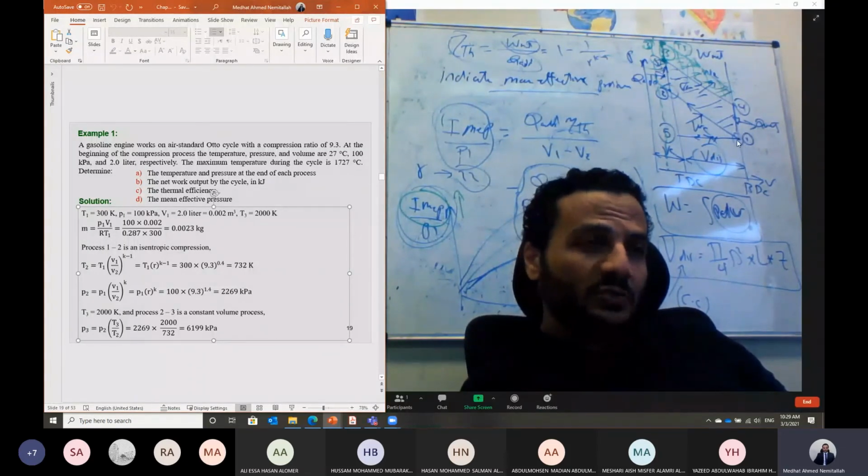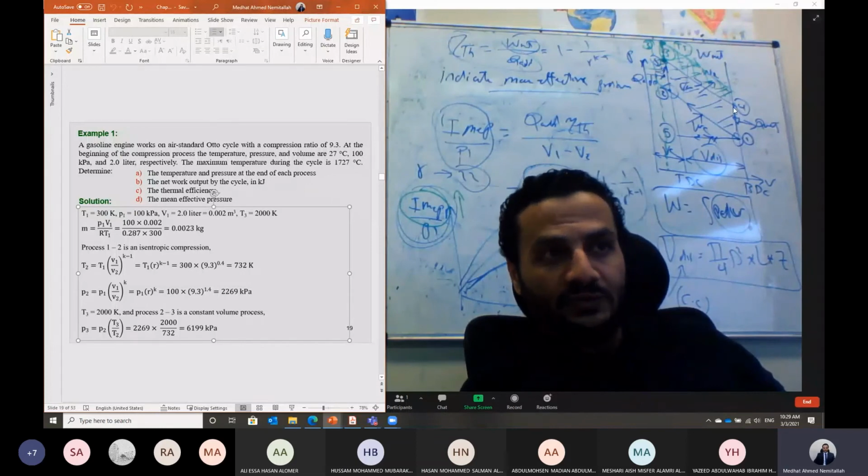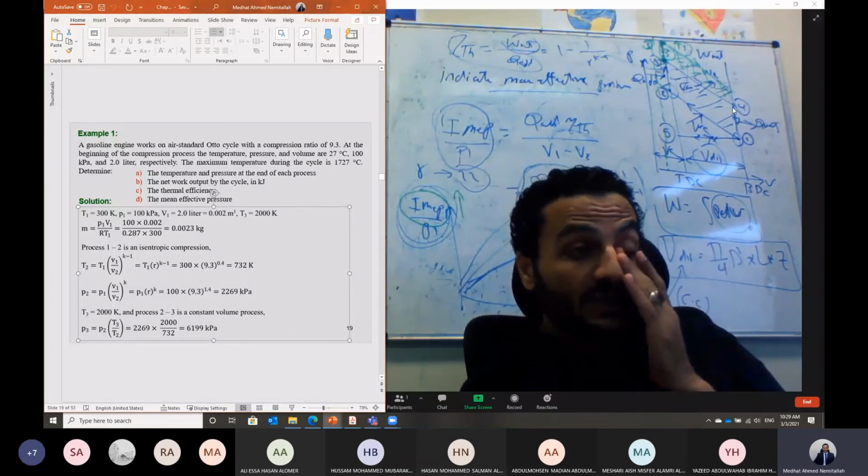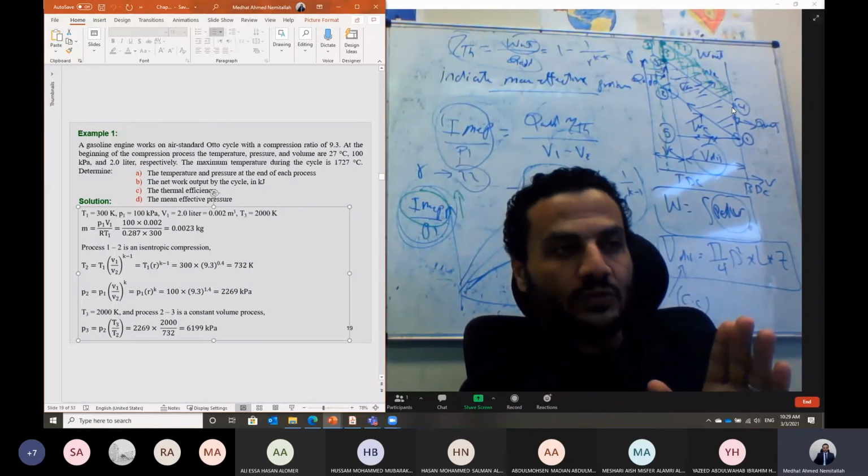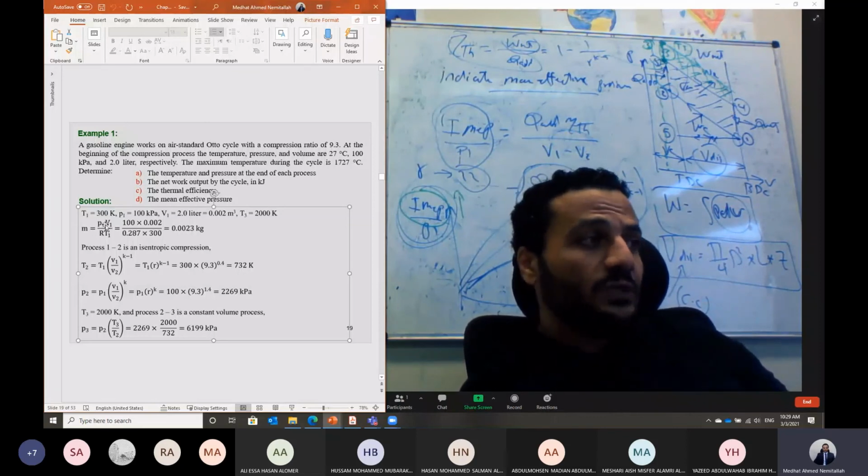The mass at point 1 is the same mass for all points, because we assume in the analysis that this is a closed system. So mass is fixed. Mass will equal V1 divided by RT1.